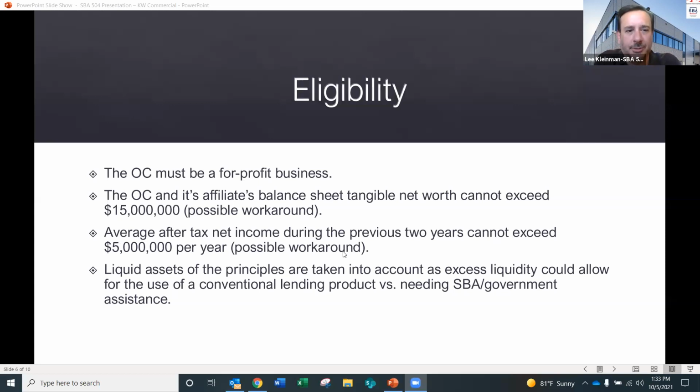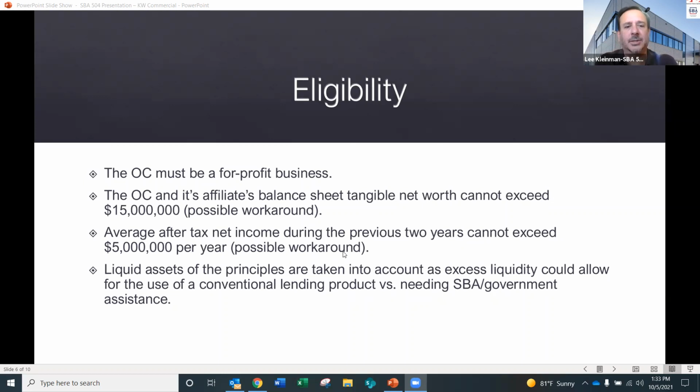Most all of our small businesses have not retained $15 million of profits or have additional paid in capital to build the balance sheet net worth that high. In my 23-year career, I've maybe only seen 2 or 3 companies that were not eligible because of this. The third item is a company can be too profitable for SBA. Net of tax expense, the net income cannot exceed $5 million per year on the previous 2 years.